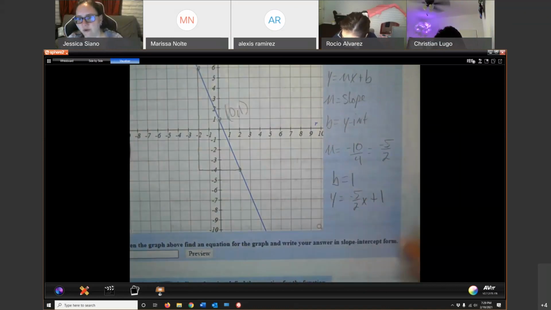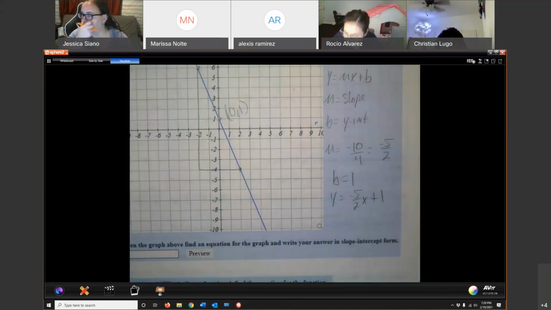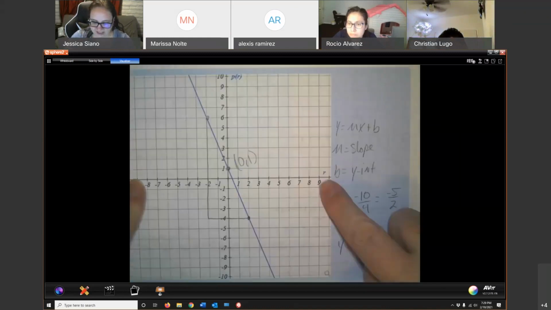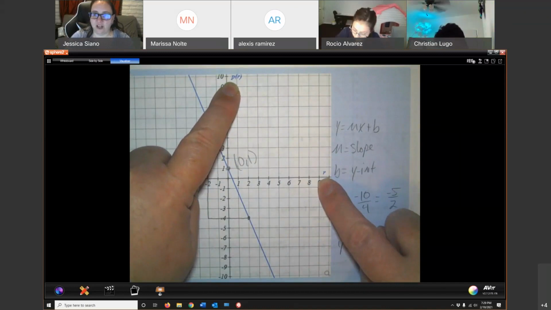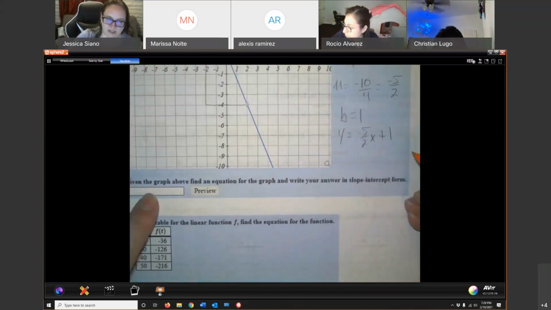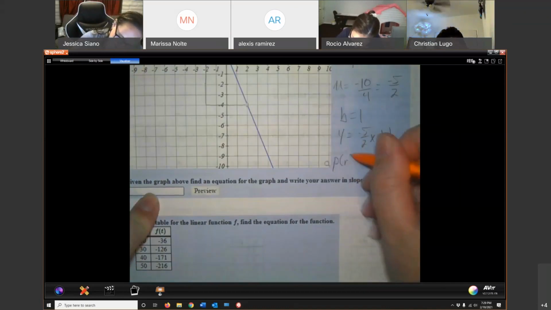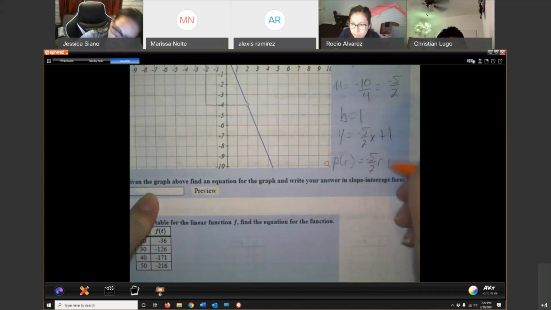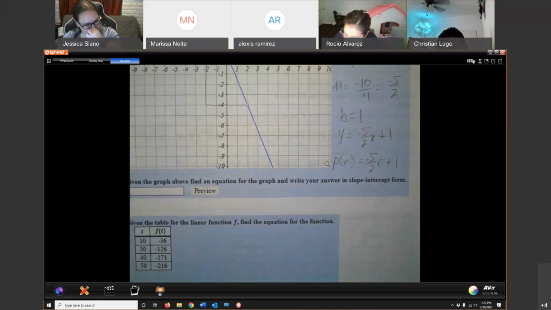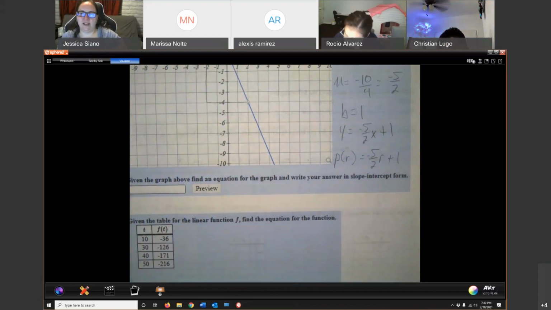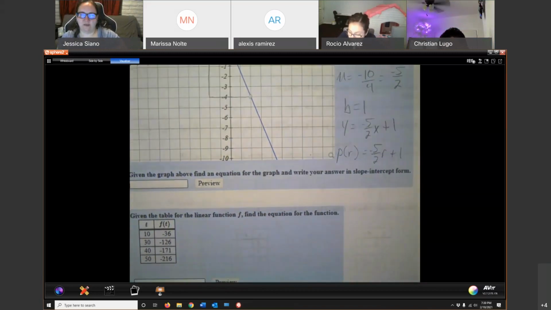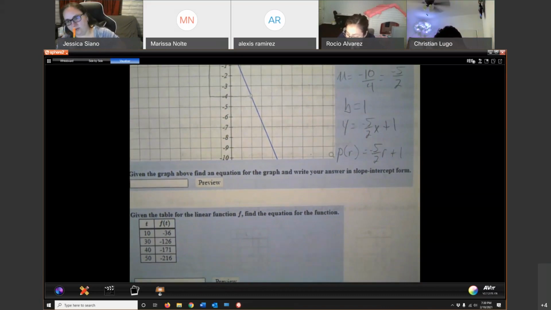But of course, we're dealing with more, so the answer is not that simple. When you're dealing with a question like this, you need to use their function notation. So here, it doesn't say y and x, it says p of r and r. So when I put it in this box, it has to be p of r equals negative 5/2 r plus 1. If you write it in this way, you're going to get it wrong. And then you're going to be sending me a message on more saying, my answer is right, what's the problem? And then I'm going to respond to you and say, you used the wrong letters.